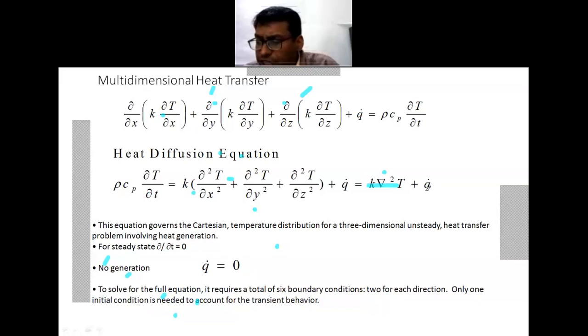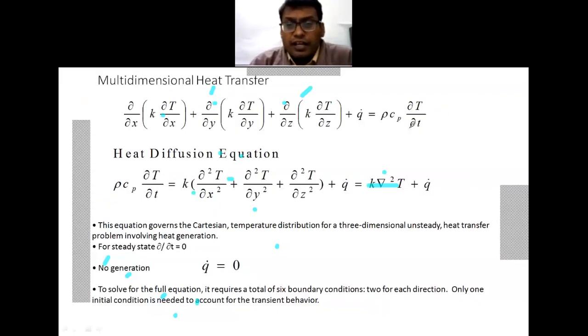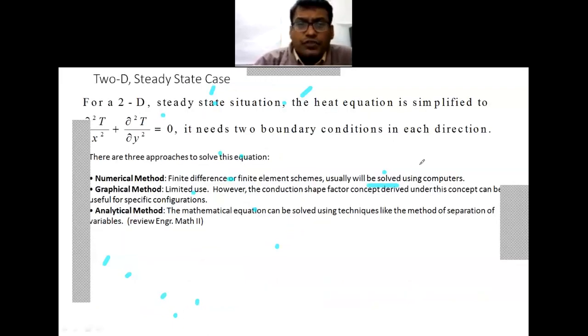This incorporates three terms: the diffusion term, the heat generation term, and the unsteady state term, that is delta T upon delta t, which is the rate of change of internal energy. This is the unsteady state term. Then this equation governs the temperature distribution in the Cartesian coordinate system for three-dimensional unsteady state heat transfer. Now one by one we can take into account the different conditions for that.